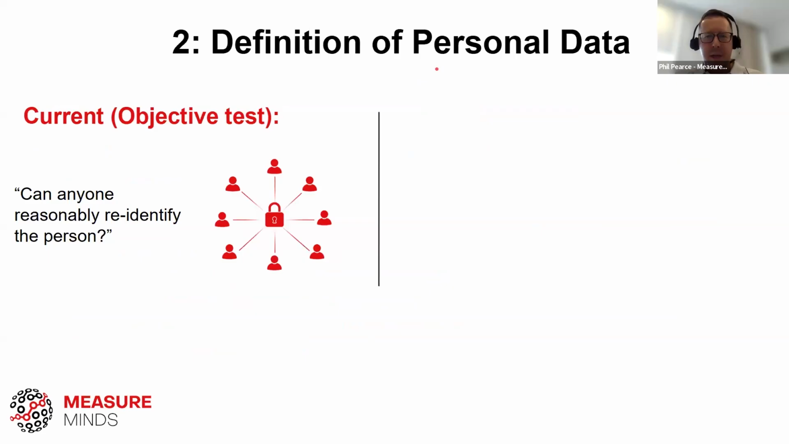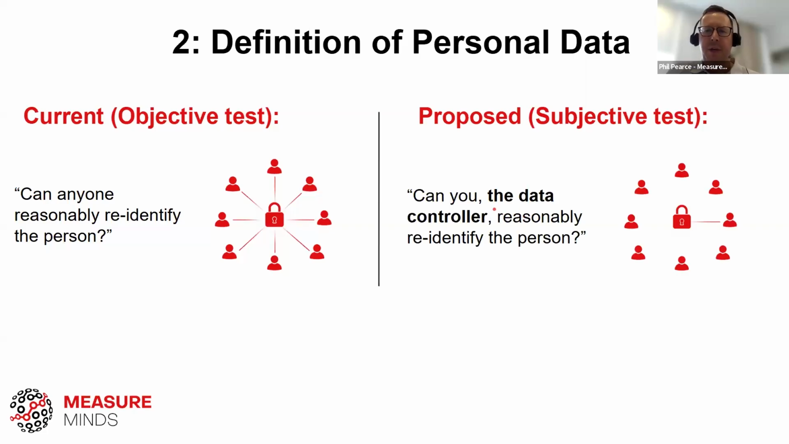So the other thing that's mentioned here, the definition of personal data is potentially going to change. It's currently: what can you reasonably identify? Can you reasonably identify a person? Changing to: can the data controller reasonably identify? What does that mean in reality?